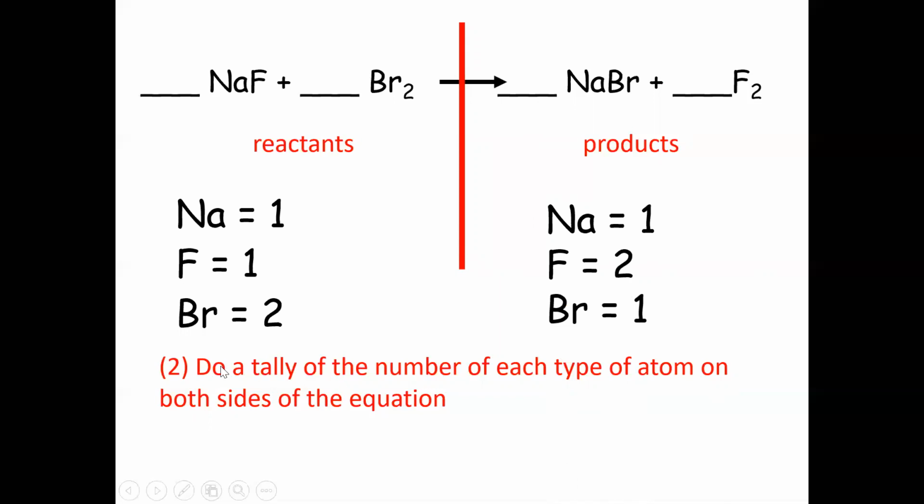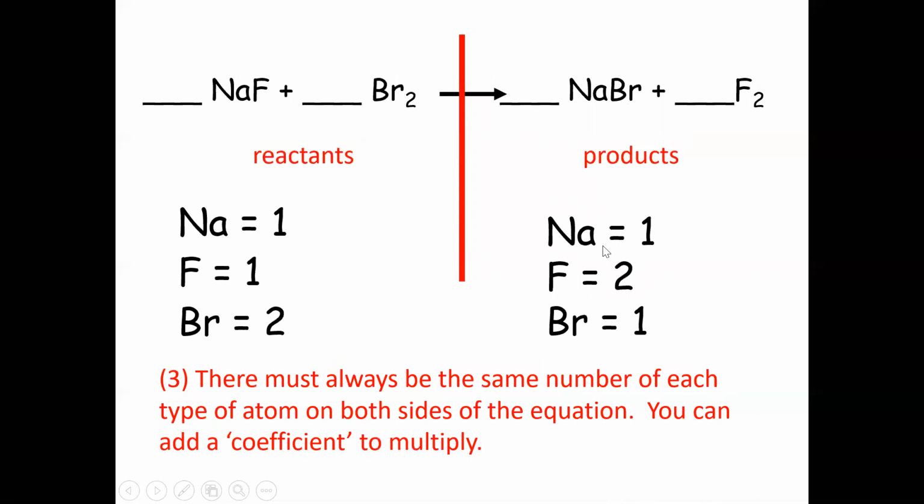And then what you do, okay, is you try and work out what coefficients you would actually require to ensure that the numbers on both sides of the equation, reactants and products, are balanced. So you don't have to do anything with sodium because at the moment, sodium is balanced. But fluorine isn't balanced and neither is bromine. It doesn't really matter which one you start with, whether you balance fluorine or bromine first. But with my example, I've tried to balance bromine first.